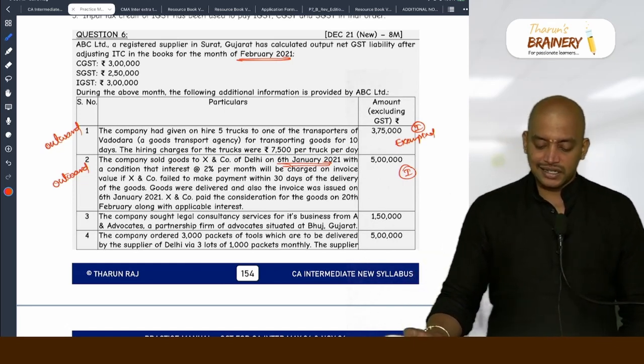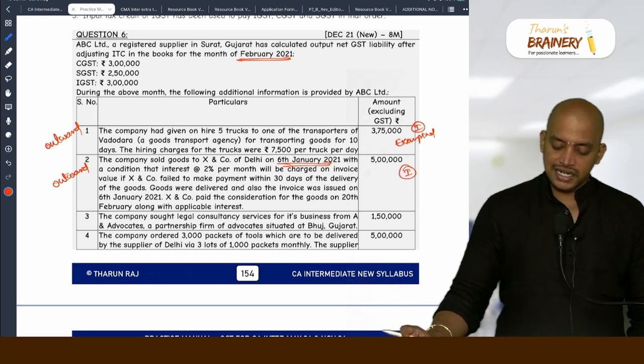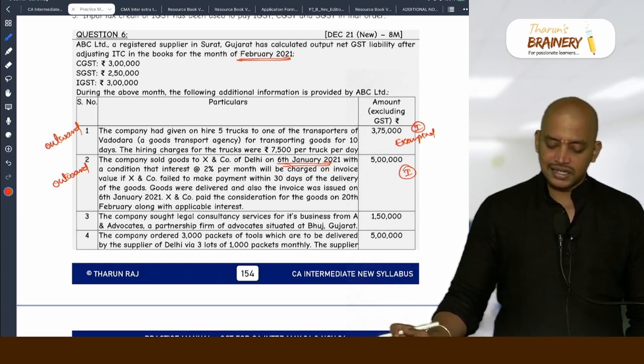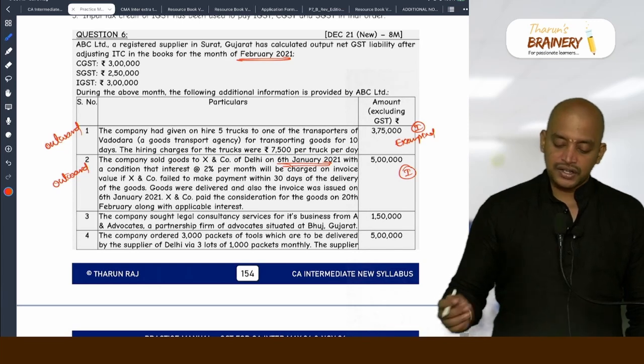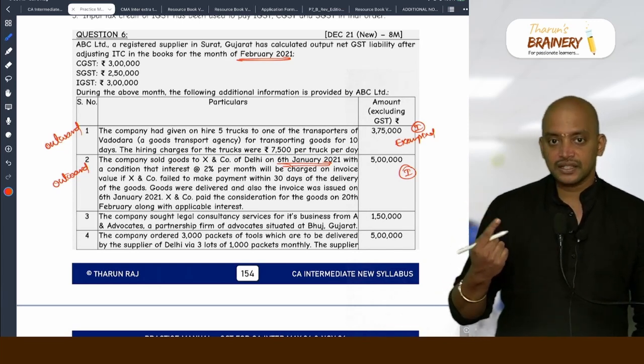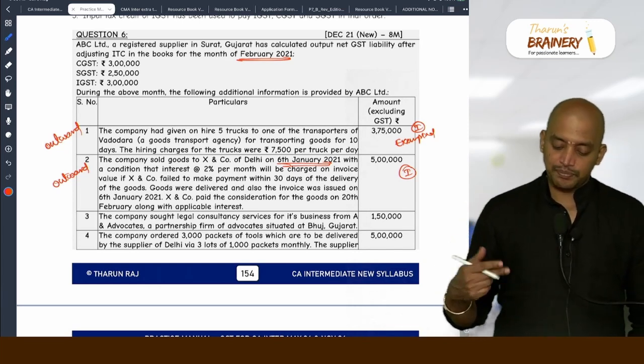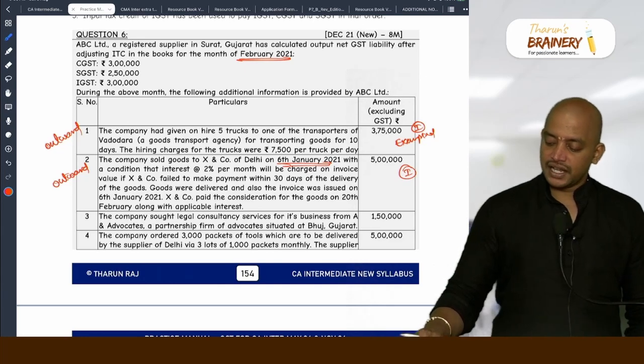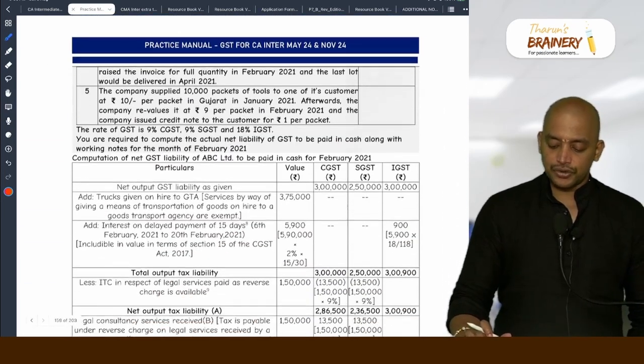Beyond 30 days. 6th January, so 30 days is 6th February. Correct? 5th February. And here it is on 20th February. So only 1 month delay. Correct? So 2% per month means 5 lakhs into 2%, 10,000 rupees.